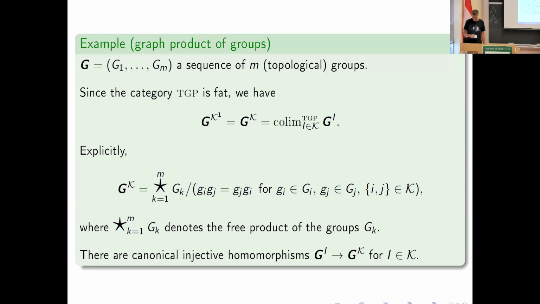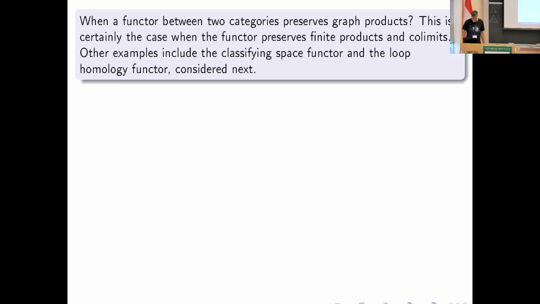Like the polyhedral product of topological spaces sits between the m-fold wedge and the m-fold product. This sits between the m-fold free product and the m-fold Cartesian product. Right. So, well, then you can ask. You have different functors between those categories, and you can ask when some functor preserves these graph products.